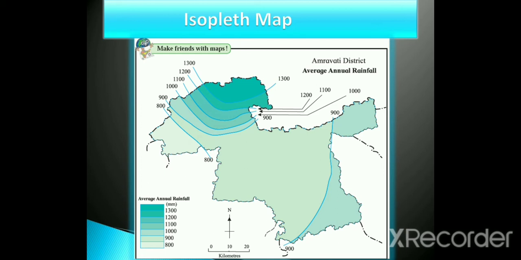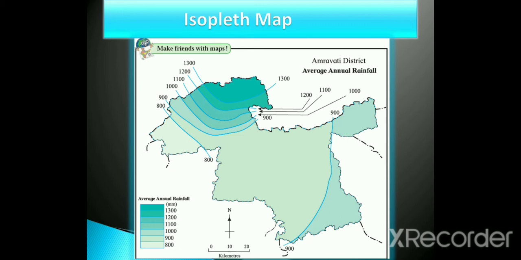In your textbooks, the first question is given on this map: in which part of the district is rainfall more? That is the northern part, shown with the dark green color. 1300 millimeter rainfall is received in the northern part of the Amravati district. Second question is given: in which direction is the rainfall decreasing? If you observe this map, in the southern part less rainfall is received, that is 800 to 900 millimeter.